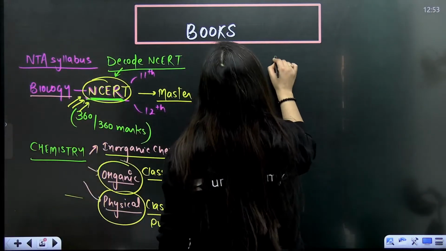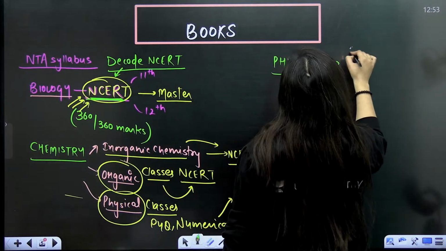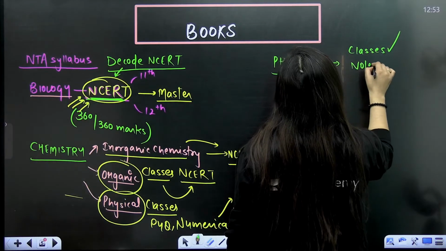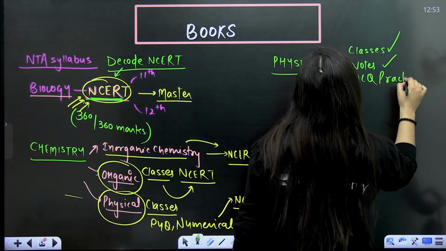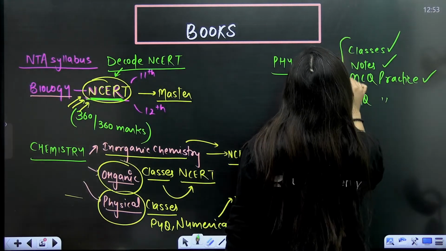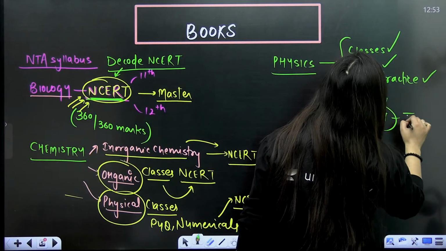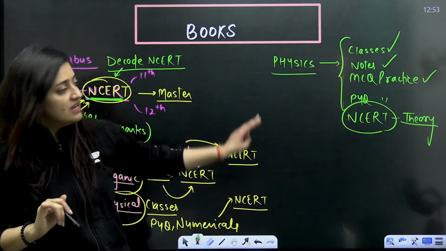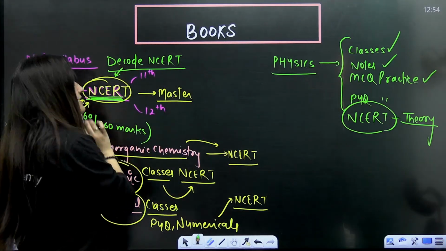And now for physics, classes, then class notes, then MCQ practice, then once again previous year question practice, and after all that you will pick the NCERT theory, to check whether you are able to understand the things or not. Here you cannot directly start with the NCERT. In biology you can directly start with the NCERT.